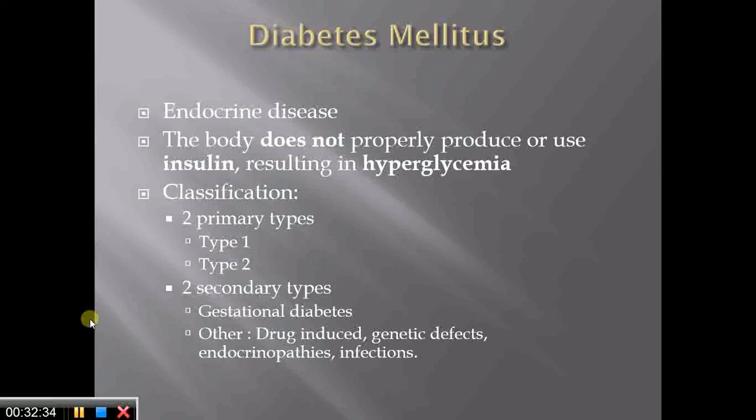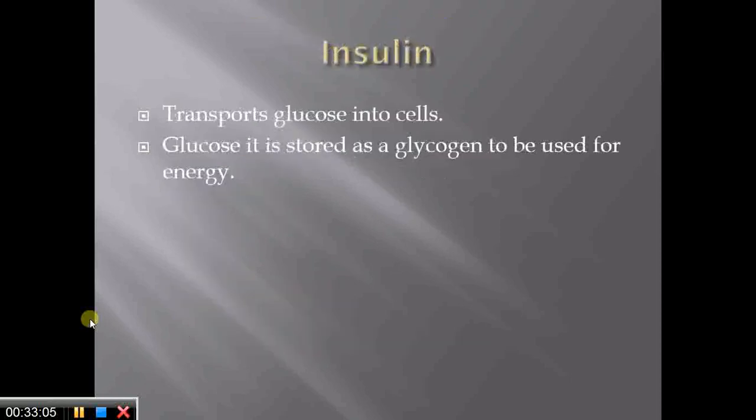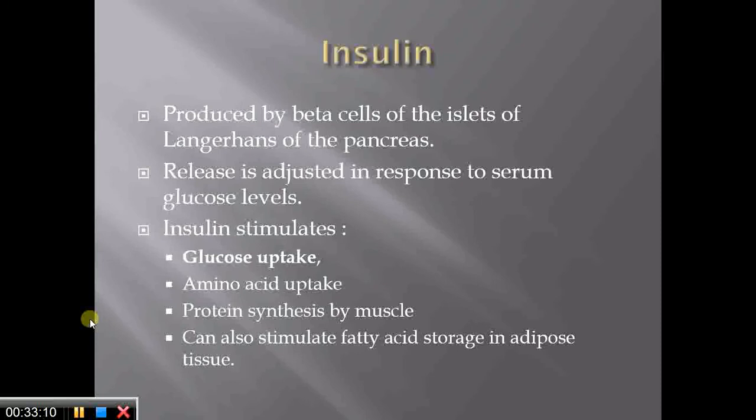Type 1, formerly known as insulin-dependent diabetes mellitus. Type 2, formerly known as non-insulin-dependent diabetes mellitus. Secondary types are as follows. Gestational diabetes. Other specific secondary types, including drug-induced types and those related to genetic defects of the beta cells, genetic defects in insulin action, exocrine pancreas disease, endocrinopathies, and infections. Symptoms of diabetes mellitus may include polyuria, polydipsia, polyphagia, fatigue, and weight loss.